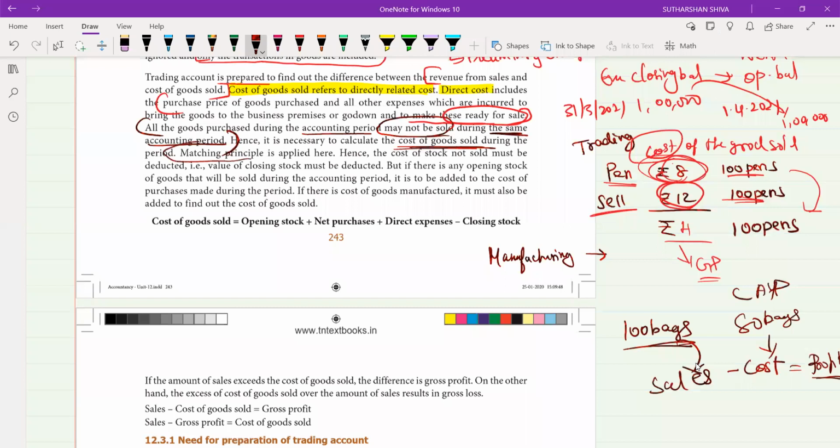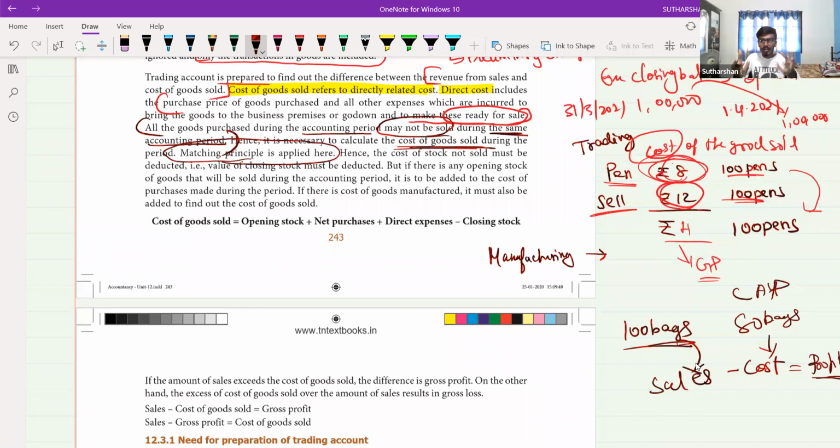Hence the matching principle is applied. I apply the matching principle: I take 100 bags, and from those 100 bags I sell only 80 bags. I find the cost price of the 80 bags and the sale value of the 80 bags. The difference between the two is my gross profit, based on the matching principle concept.